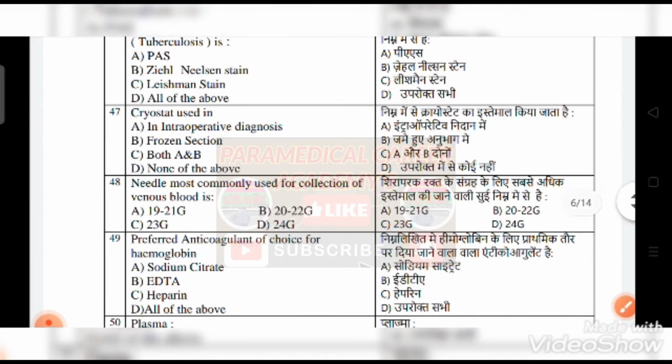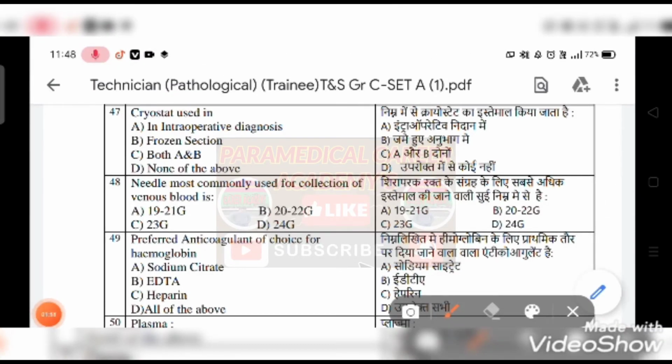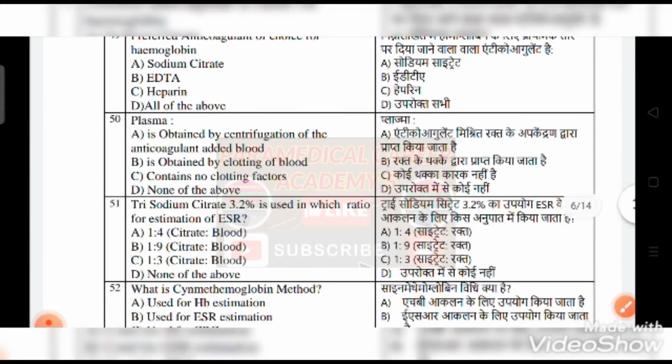47th question, cryostat used in, answer is C, both A and B. 48th question, needle most commonly used for collection of venous blood is, answer is B, 20 to 22 g. 49th question, preferred anticoagulant of choice for hemoglobin, answer is B, EDTA. 50th question, plasma is obtained by centrifugation of the anticoagulant added blood.